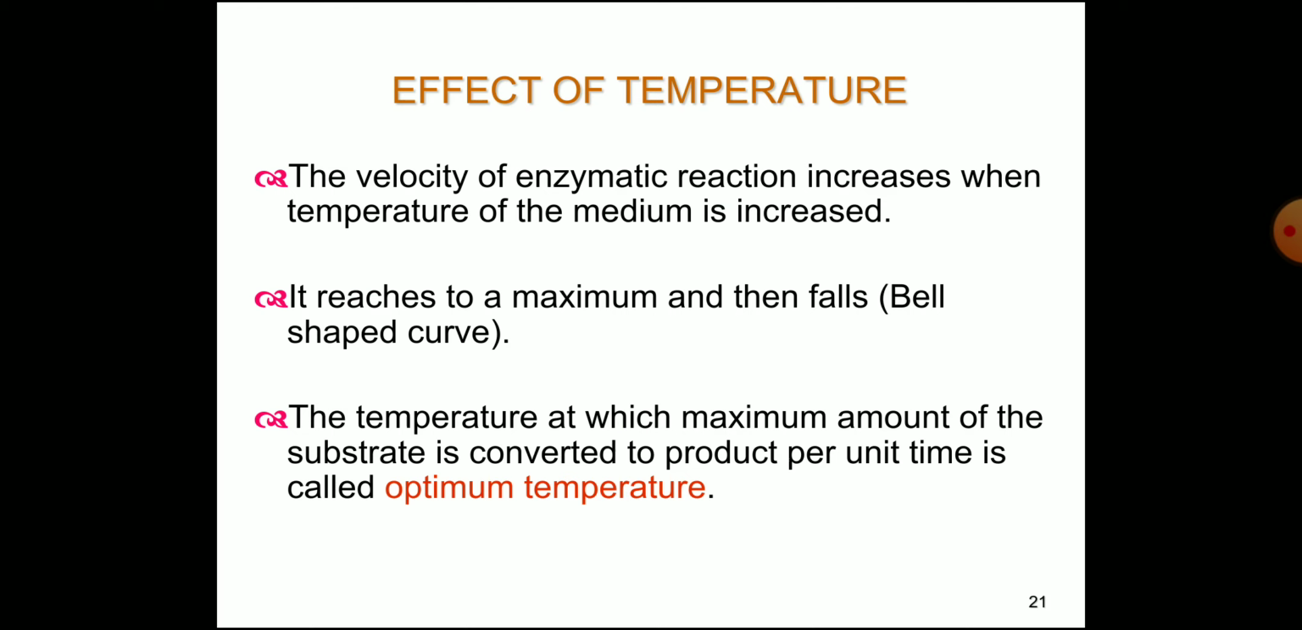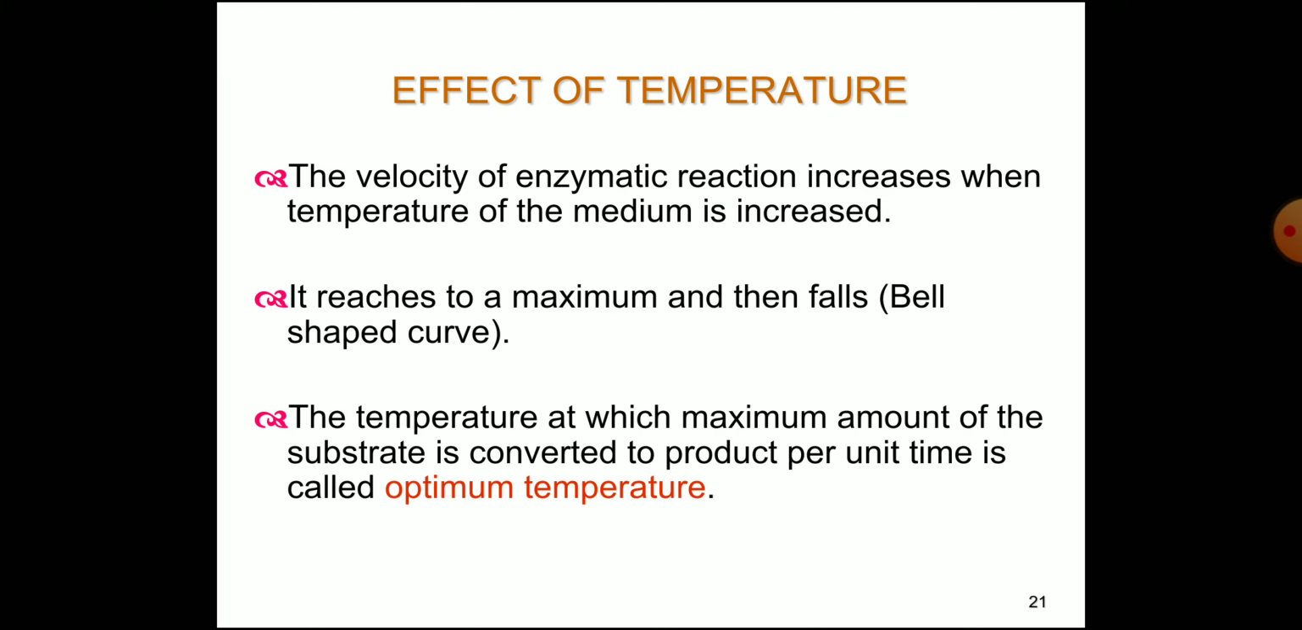Now we'll pass on to the effect of temperature. The velocity of the enzyme reaction increases when the temperature of the medium is increased. Usually, to start with, as the temperature increases, the velocity of the enzymatic reaction also increases. But it reaches a maximum and then falls. Just like the previous pH, a bell-shaped curve is produced.